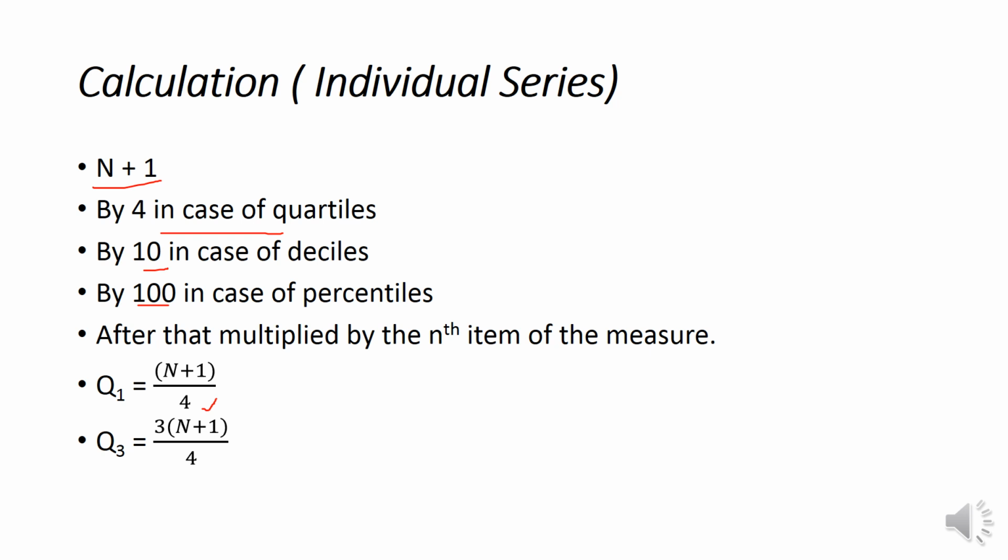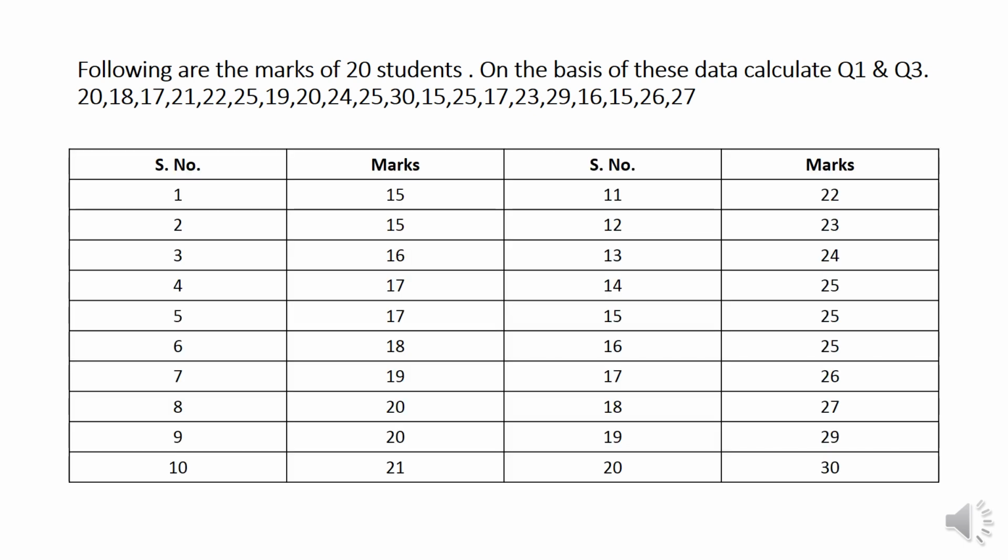We take an example and solve Q1 and Q3 in an individual series. Following are the marks of 20 students. On the basis of this data, calculate Q1 and Q3. Here the marks of 20 students are given: 20, 18, 17, 21, 22, 25, 19, etc. First of all, we arrange all the data in either ascending or descending order. I have given serial numbers to all the data: 1, 2, 3, 4, 5, 6, 7, 8, 9, 10 and so on.